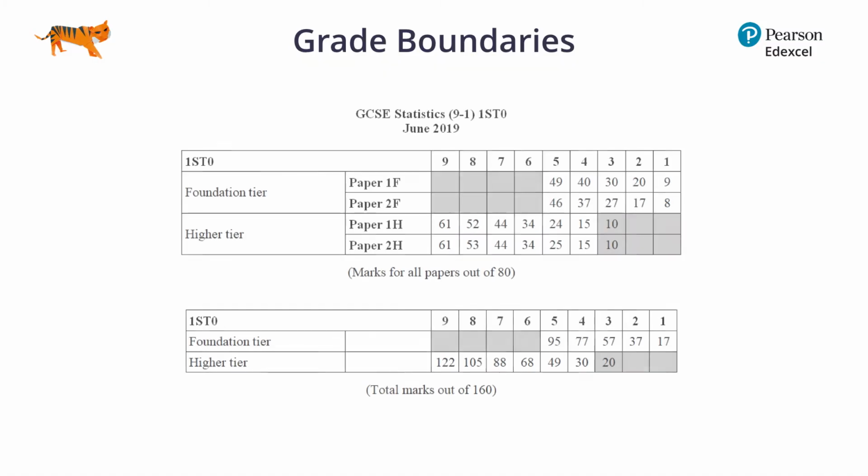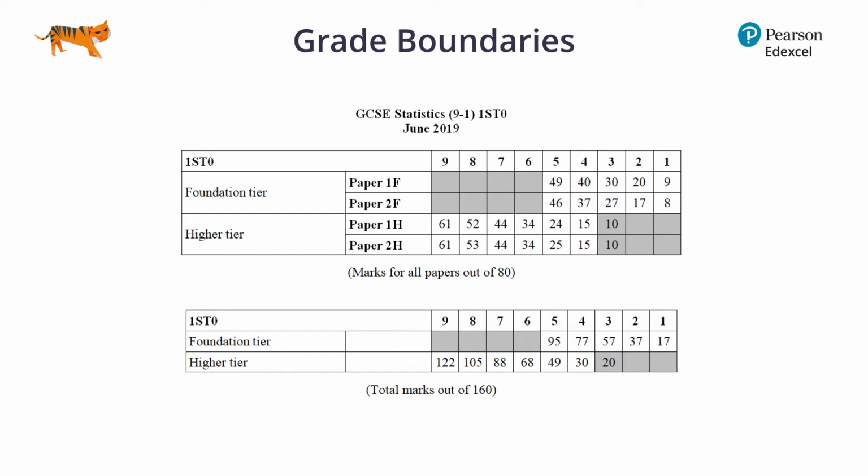June 2019 was the first sitting of the new 9 to 1 specification. All students sat two equally weighted papers that were worth 80 marks each, giving a total out of 160. Here we see in the top table the grade boundaries for each paper at both tiers. The bottom table shows the final grade boundaries for both papers combined.